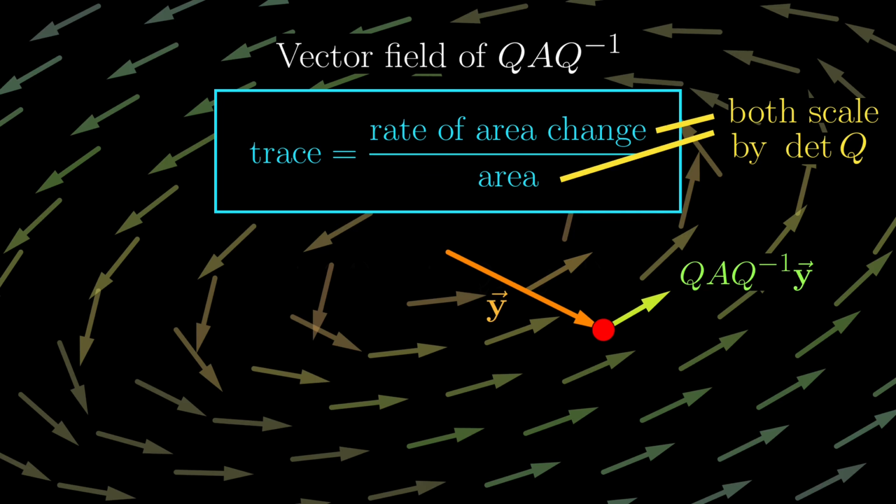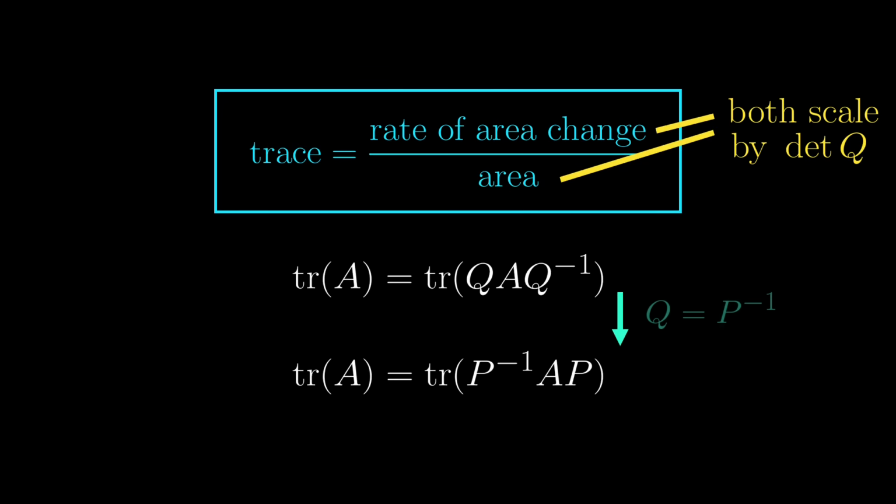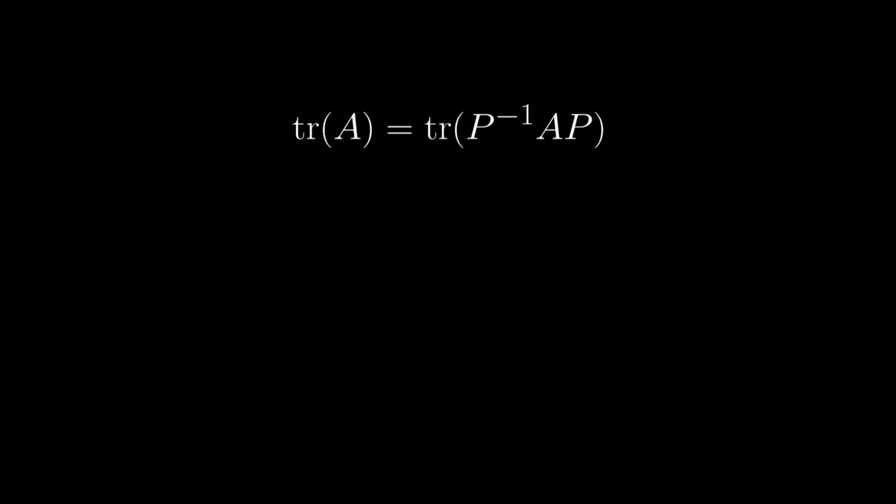So in other words, the trace of A equals the trace of QAQ inverse. Or, if you want to go for the usual change of basis formula P inverse AP, simply substitute the matrix Q as P inverse.